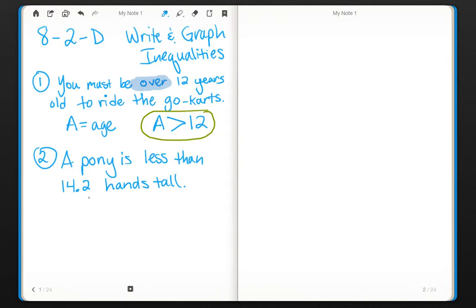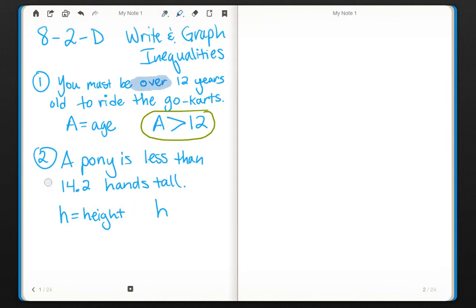But in this case, think about what's the unknown. We need to define a variable. Well, we don't know how tall this pony is, or whichever pony we're dealing with. So maybe we can do H for height. We don't know the height of this pony. So H equals height, and that's all you really have to write. Now we want to write an inequality, and remember it's got to have a variable, which we have. So the height, we need an inequality symbol like we did on the last one.